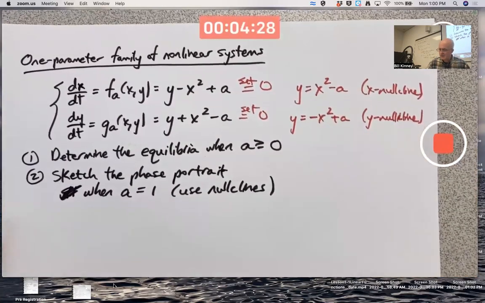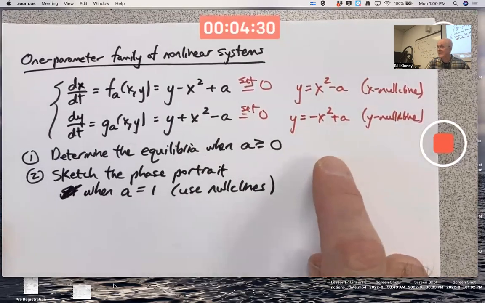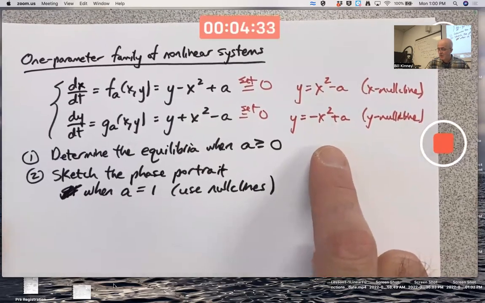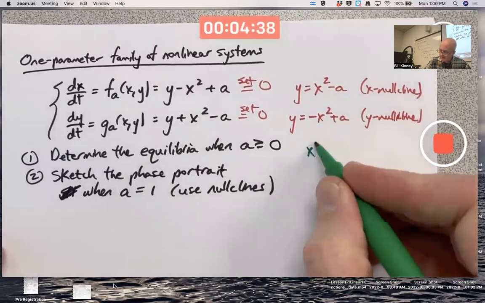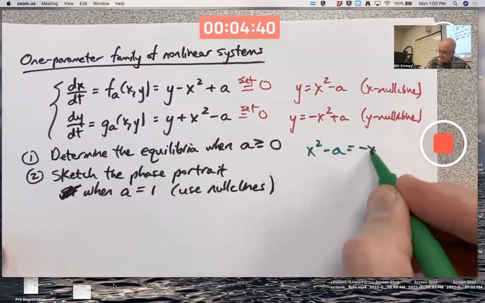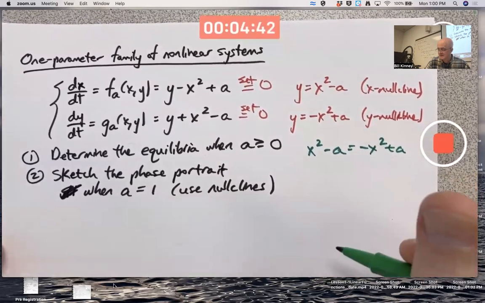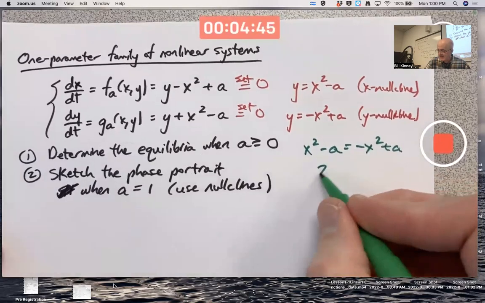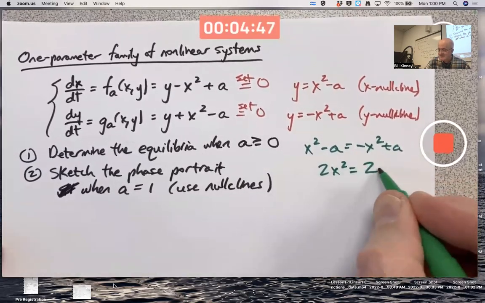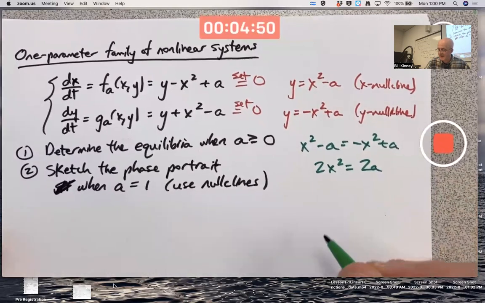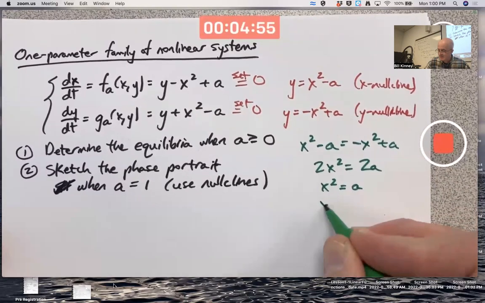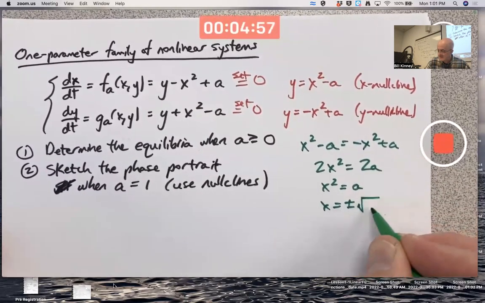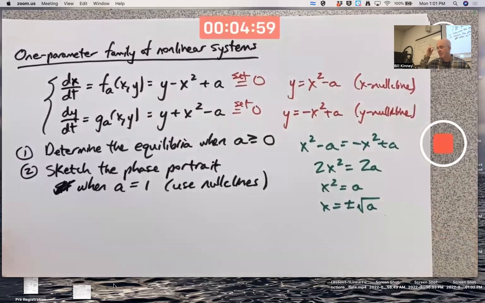As far as finding the actual equilibrium points, it's where x and y nullclines cross. So set these two things equal to each other. Set x squared minus a equal to negative x squared plus a and solve for x. Add x squared to both sides. Add a to both sides. And you get 2x squared equals 2a. Divide both sides by 2. x squared is a. Take the plus or minus square root of both sides. The x coordinates of equilibrium points are at plus or minus square root of a.